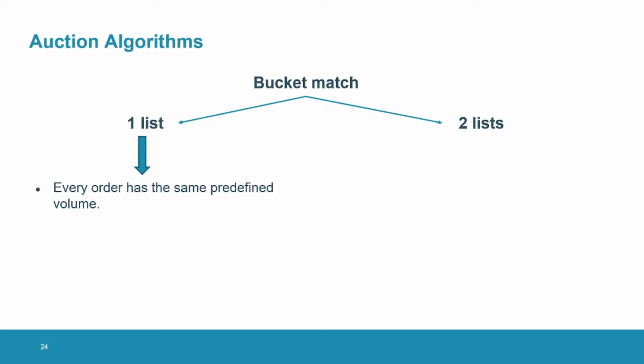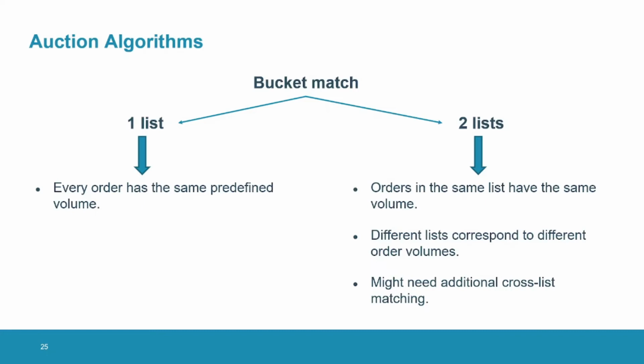To try to improve this, we introduced the version with two lists. And the version with two lists is similar to the version with one list. Inside the same list, we have orders with the same volume, but each list corresponds to a different volume. So there will be a list with higher volume so that investors wanting to submit a very high volume can use this list. And then there will be a list of lower volume.